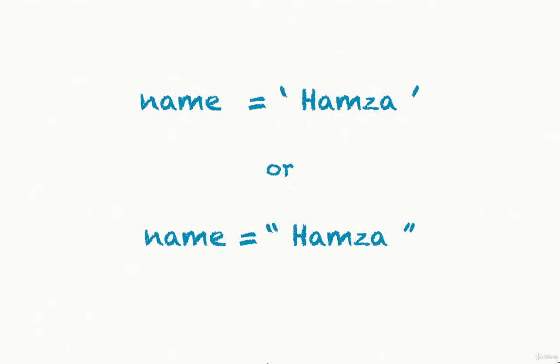Declaring a string is the same as we declare an integer or float variable. You just have to assign the text in single or double quotes to a variable and it will be set to string. Here we have a variable name and we have assigned the text Hamza to it. Text can be enclosed in single or double quotes, both have the same results.